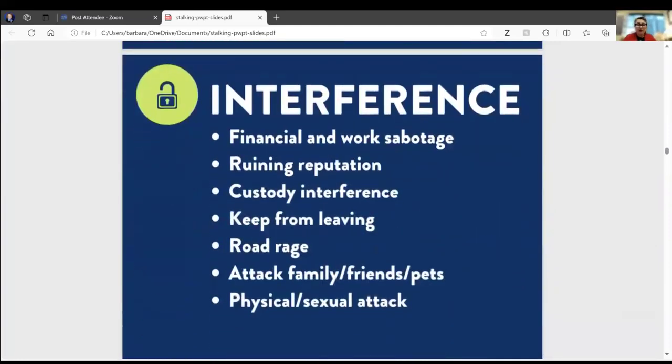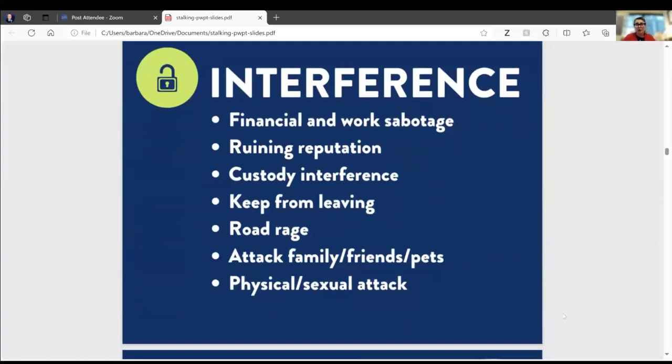Interference is the third mechanism. Financial and work sabotage. I talked a minute ago about sending those intimate photos to their boss. I actually had a client whose abuser, there was a domestic violence case and a stalking case, where the individual sent those intimate photos to their employer. In addition, I had a client who worked in a law firm, and they were trying to get them to get fired from their job. And they contacted the law firm and made false allegations about this person's work performance.